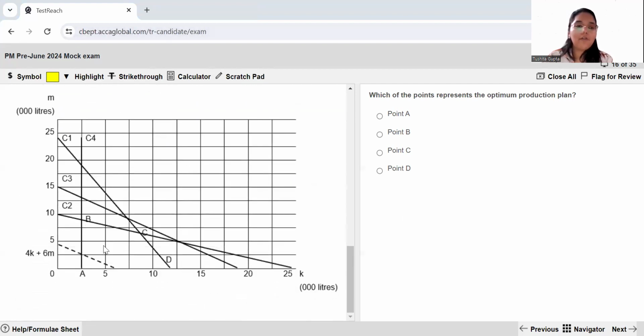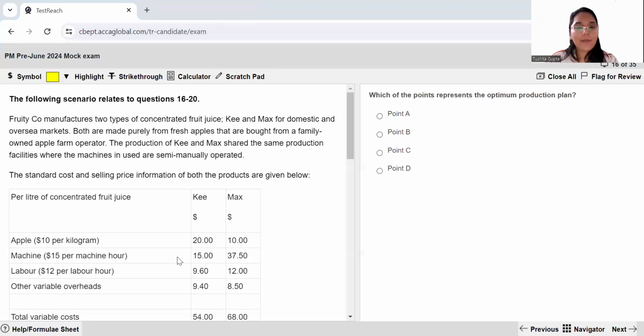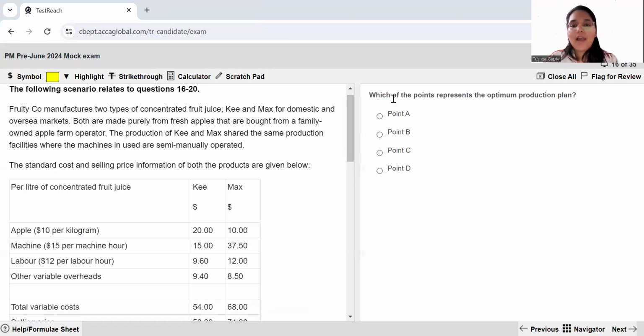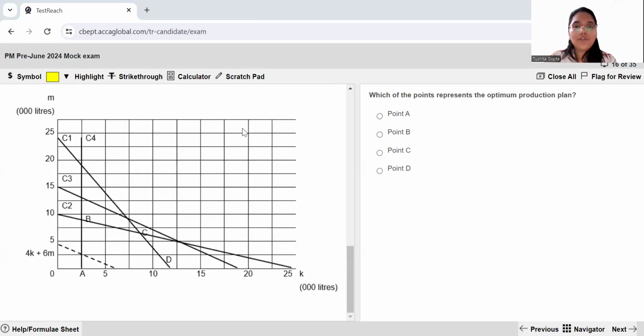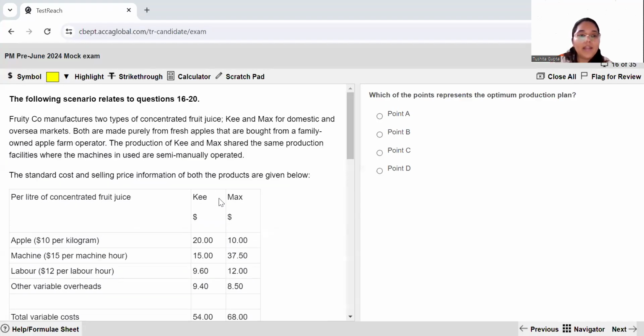You might see a graph over here. Don't get scared. It's nothing rocket science. We are going to do it step by step. So the first requirement wants you to calculate which of the points represents the optimum production plan. So you have all sorts of information available. Let us go and have a look at the information.